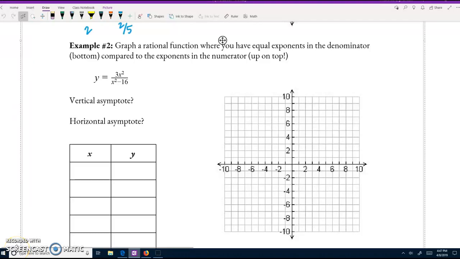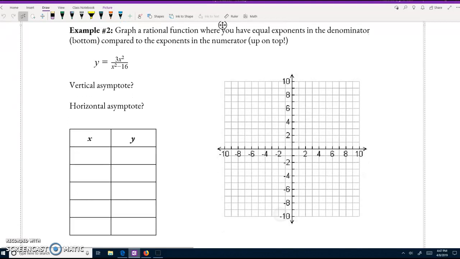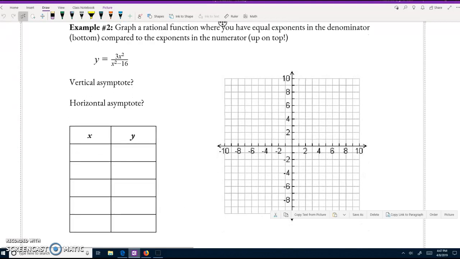All right, guys. Now we're going to take a look at another rational function, so another one of our extended rational functions in section 8.3. And this one's going to be ever so slightly different than what we saw in example number 1. So this function that we're looking at is y equals 3 over x squared minus 16.